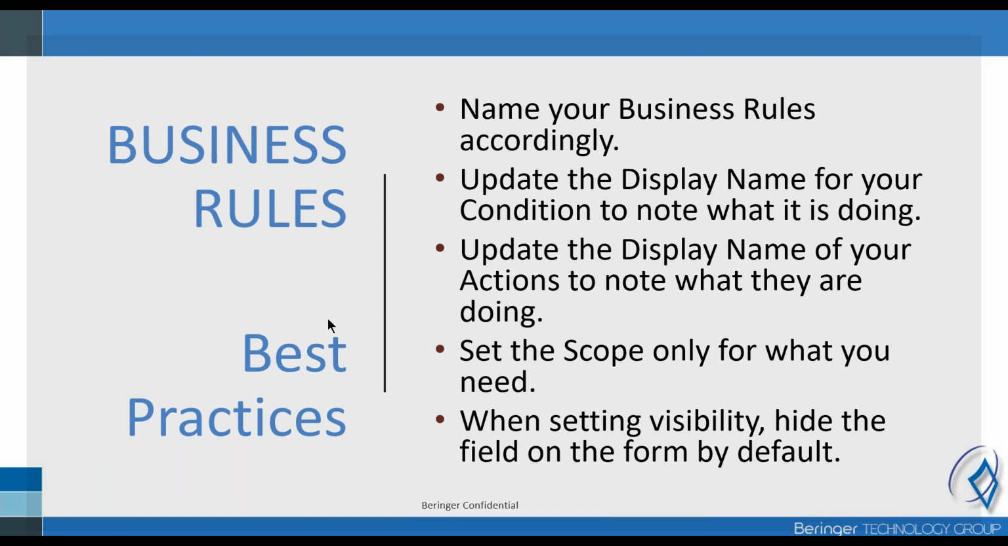You want to set the scope only for what you need. So if you don't need a business rule to run server-side, then don't set the scope to the entity level, just set it to the form level. And if you only need it to run on a specific form, or if your users only use one form, then just set it to that specific form. And when setting the visibility, you would want to hide the field on the form by default.